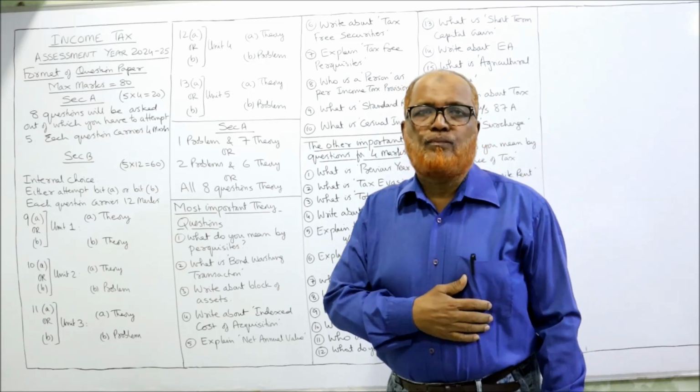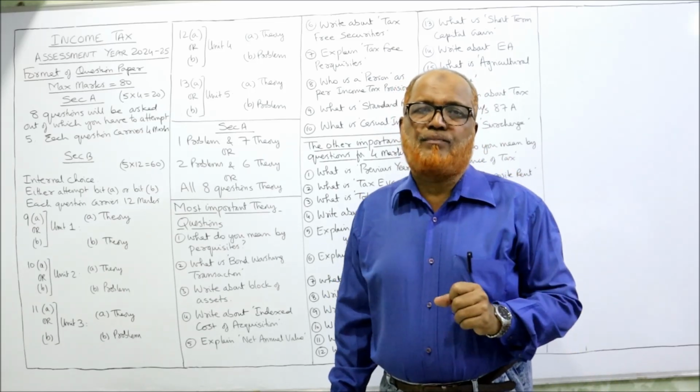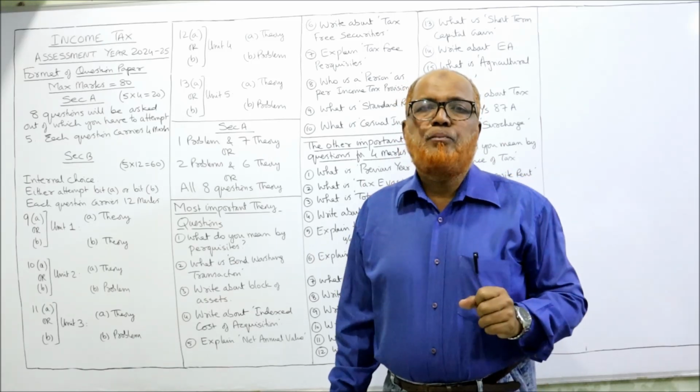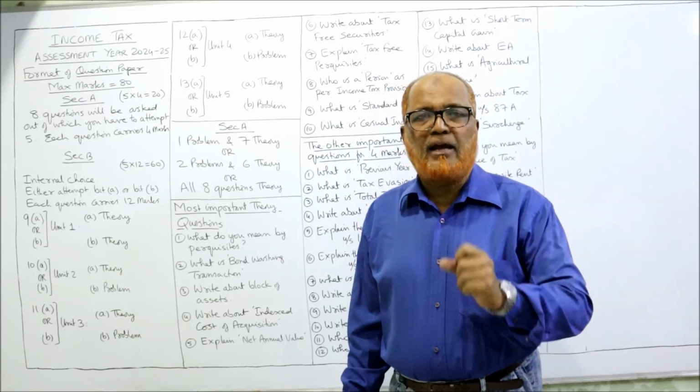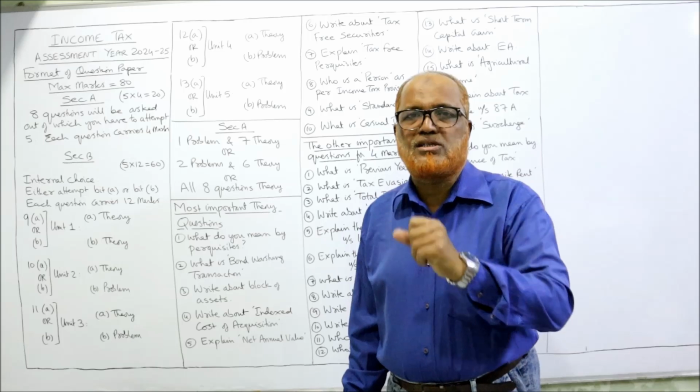Second, 16(2), EA deduction. Entertainment allowance deduction under section 16(2). Then 16(3), professional tax paid by the employee. That is called deduction under section 16(3).